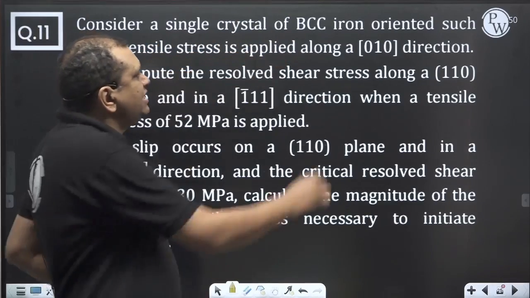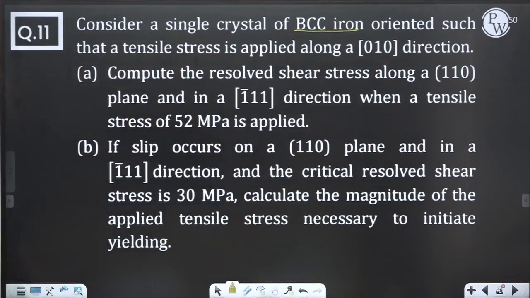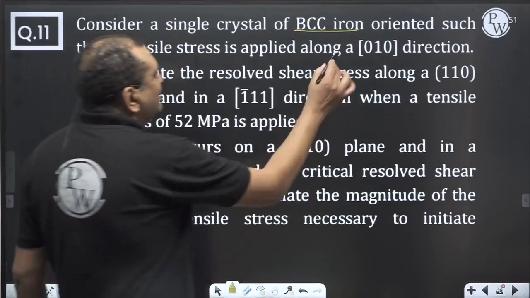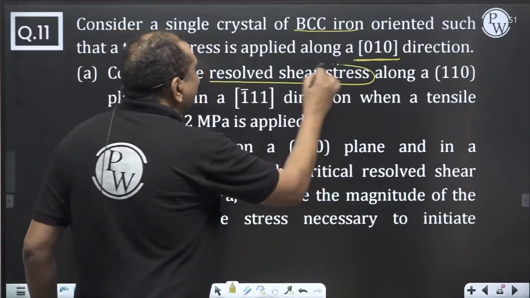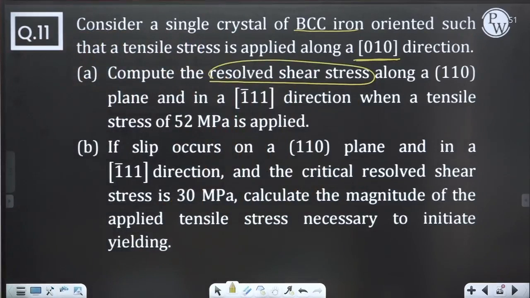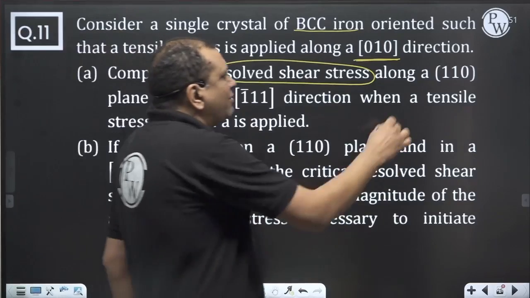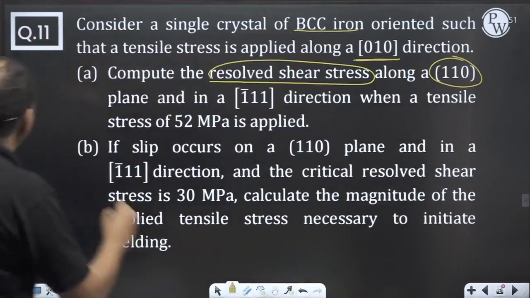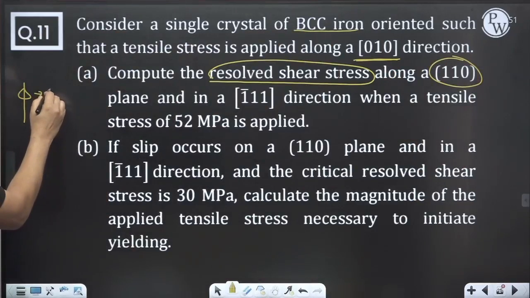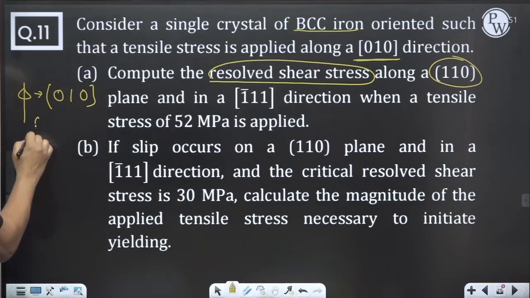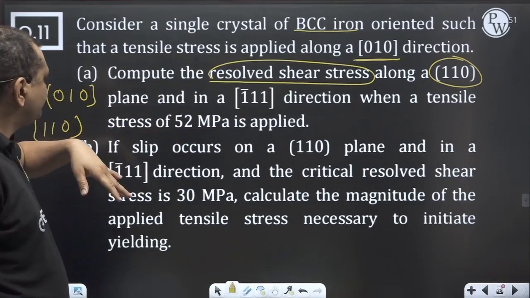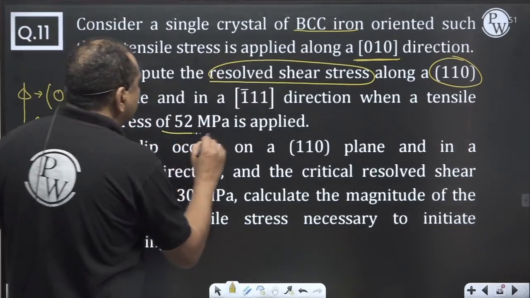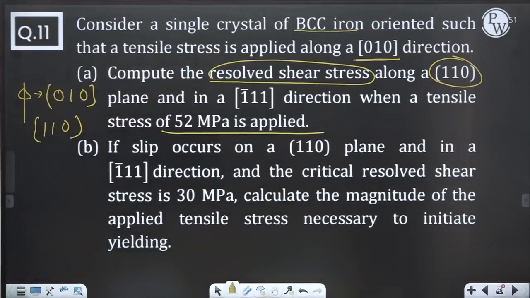So, consider the single crystal BCC iron oriented such that tensile stress is applied along 0, 1, 0. Now, compute the resolved shear stress along 1, 1, 0. Okay, so our phi will be calculated between 0, 1, 0 and 1, 1, 0. Direction 0, 1, 0 and 1, 1, 0. That's the definition of phi. The tensile stress of 52 MPa is applied.